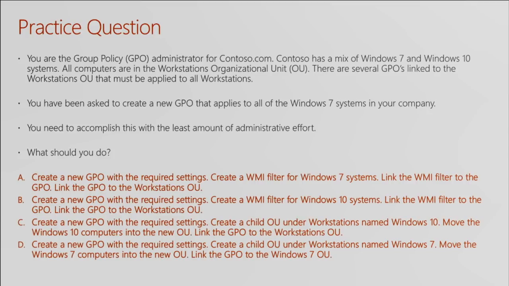So I'm not going to read the whole line this time. How many people said A? Yep, so a WMI filter says who will apply the GPO, not who is filtered out of applying the GPO. So A is it. I create a new GPO with the required settings, create a WMI filter for Windows 7 systems, link the WMI filter to the GPO, and link that GPO to the workstation OU. That way, you'll be able to control where that GPO applies.